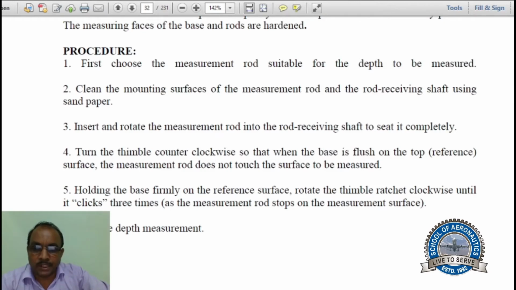Holding the base firmly on the reference surface, rotate the thimble ratchet clockwise until it clicks 3 times. As the measurement rod stops on the measurement surface, read the depth measurement.